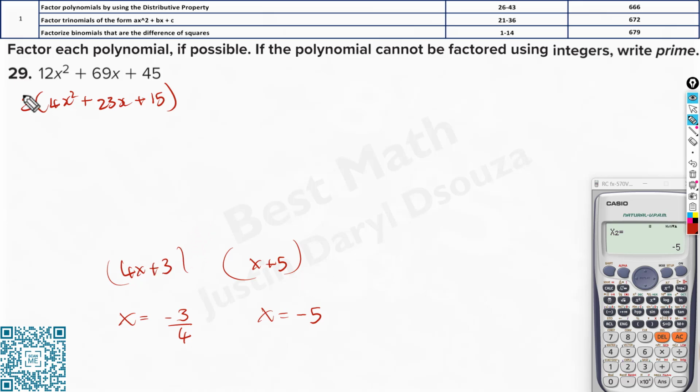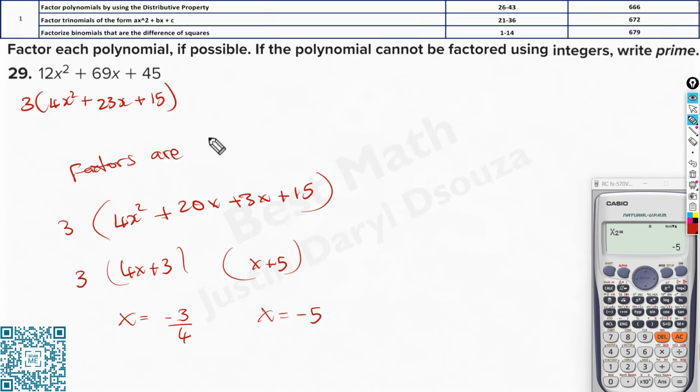So now you must remember from the question to factor out the common term, and this 3 is to be multiplied. Now, what happens here? We have to multiply 4 times x. That will be 4x squared plus 4 times 5 is 20x plus 3x plus 5 times 3 is 15. This all will be multiplied by 3. Now here we came to know the factors. The factors are 20 and 3. Both are positive.